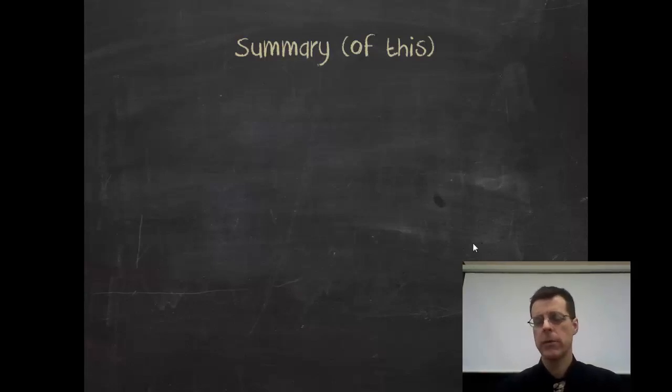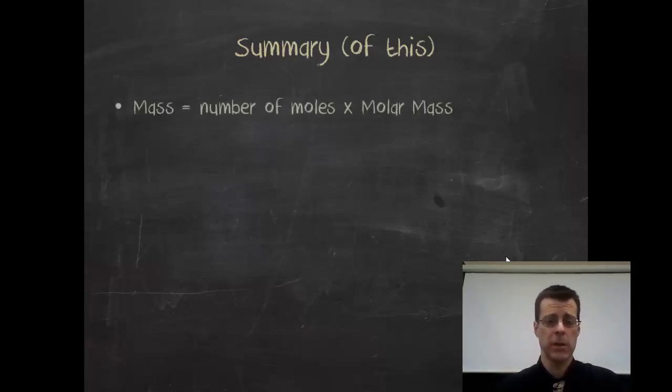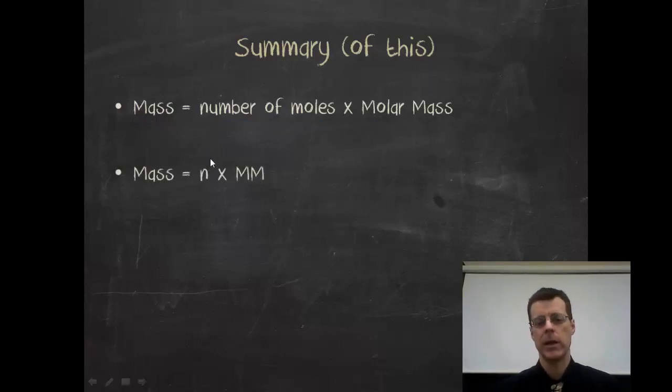Just to give you a quick little summary, and actually more of a formula rather than a summary, here's what we've been doing. To calculate mass, I take the number of moles times the molar mass. That's kind of a klutzy formula, kind of an awkward one, so we're going to shorten it up. And then we need to keep track of labels and terms.